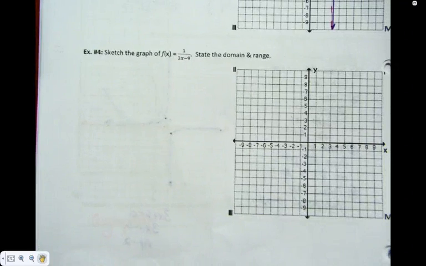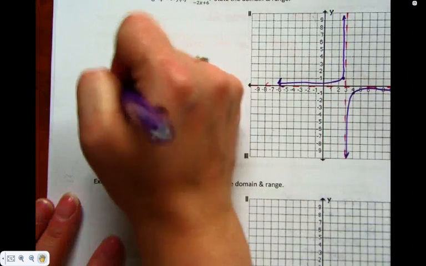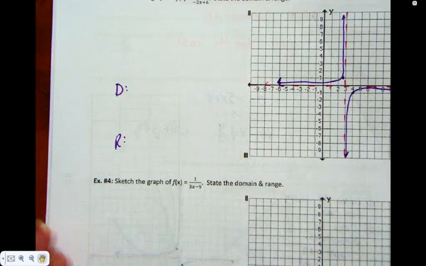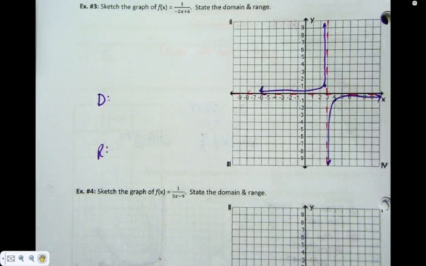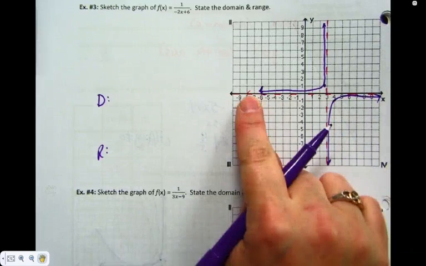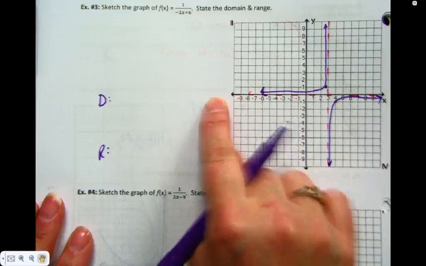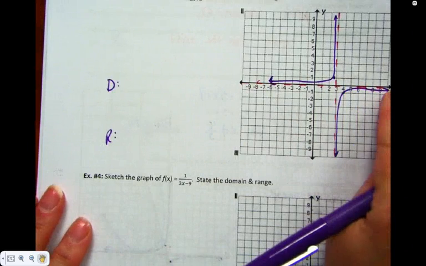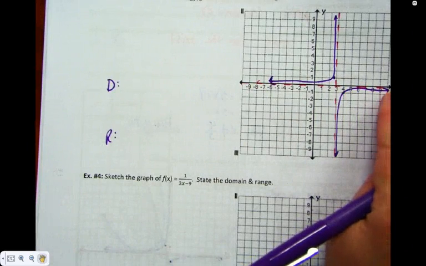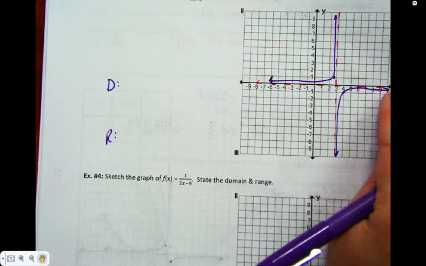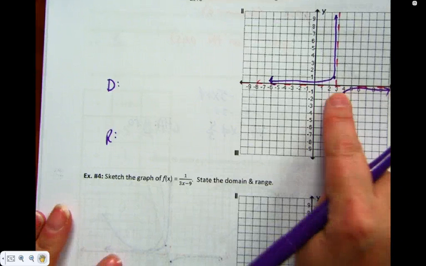Try this one all by yourself. Oh, domain and range, domain and range. So look to the left. This little arrow here means what? Goes to negative infinity. What about the arrow on the right-hand side? But where is there no graph? In the middle, at x equal to 3.